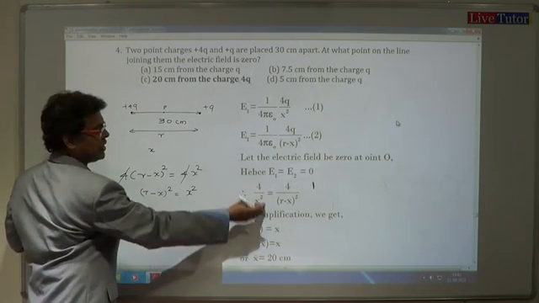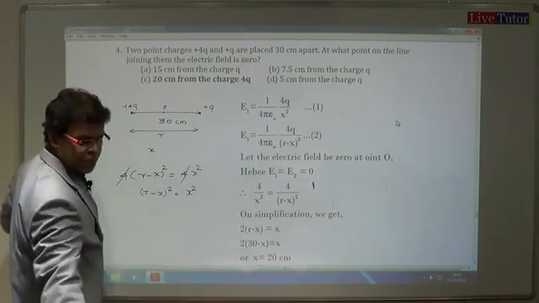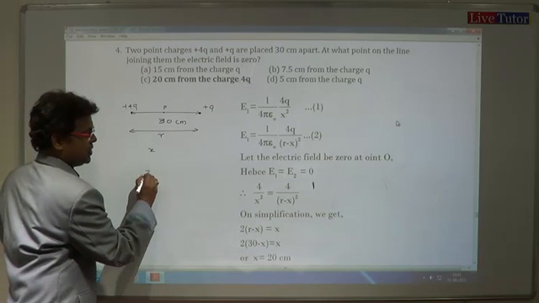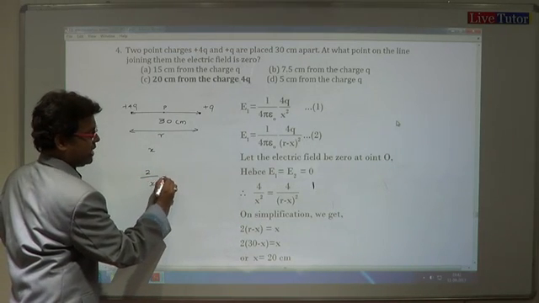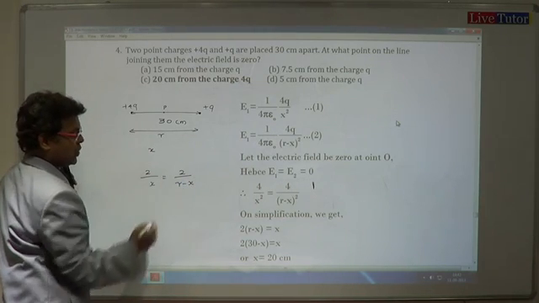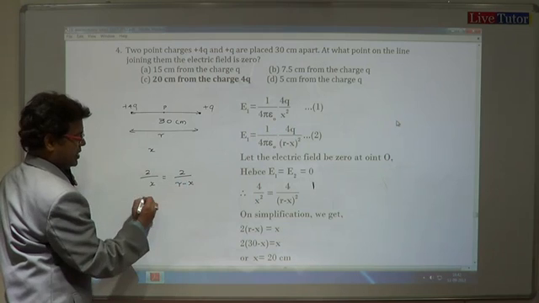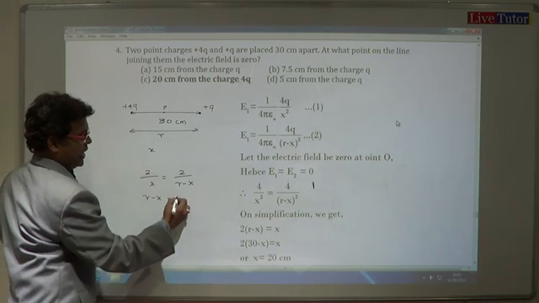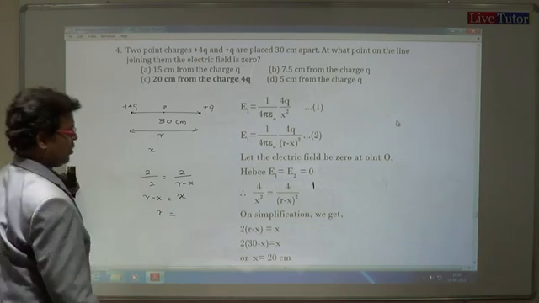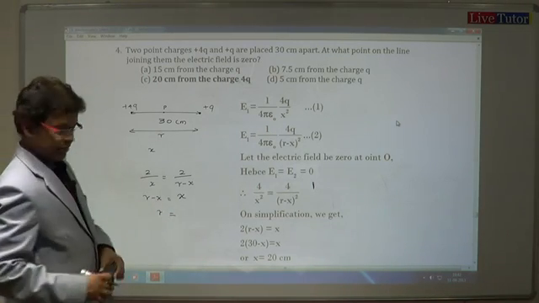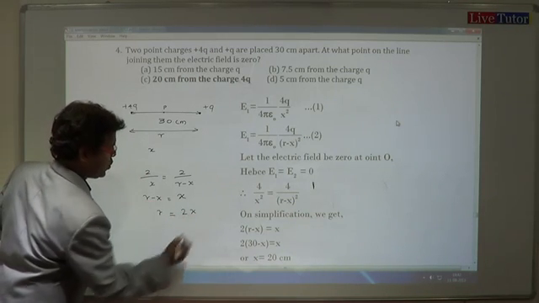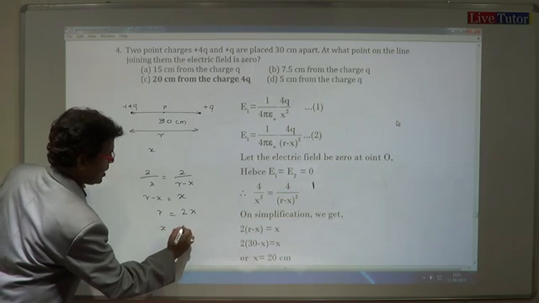Or you can straight away take the square root on both sides. That will be much easier for you. If you take square root on both sides, what will you get? x is equal to r minus x. So, what is r now? That x will go there, so 2x. So, x is equal to r by 2.